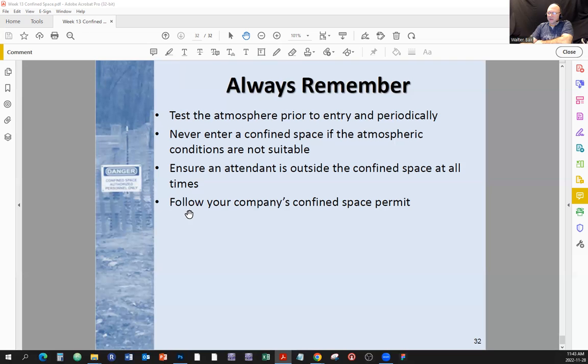And follow your company's confined space permit, which means the permit that is written, the whole documentation that's prepared, that has the hazard assessment, the risks associated with the job, the plan that specifies what job needs to be done, approximately how long it's going to take, and all the safety procedures. We've got to follow them. Right?